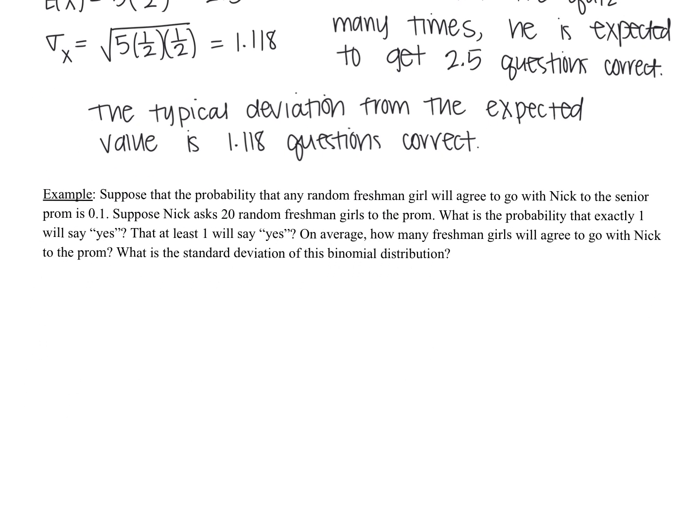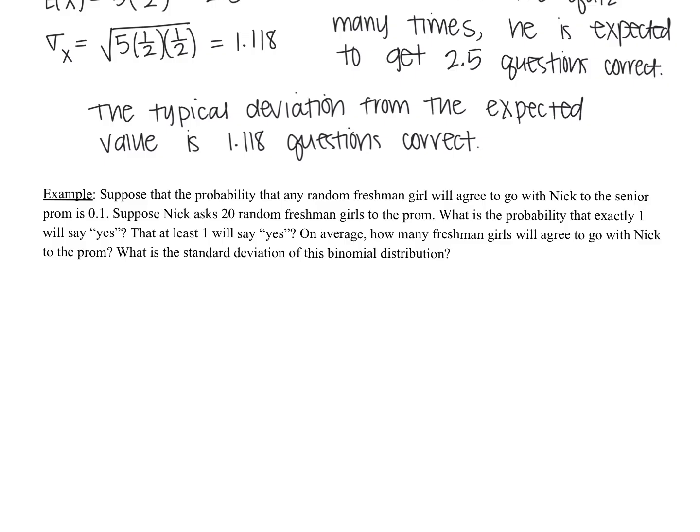Let's take a look at another example. So we have that the probability that any random freshman girl will agree to go with Nick to the senior prom is 0.1. Suppose Nick asks 20 random freshman girls to the prom. What is the probability that exactly one will say yes? At least one will say yes. And then on average, how many freshman girls will agree to go with Nick to the prom? And then what the standard deviation is.